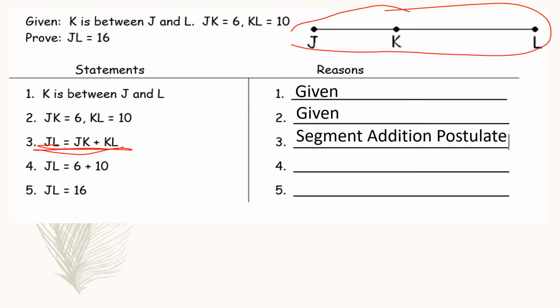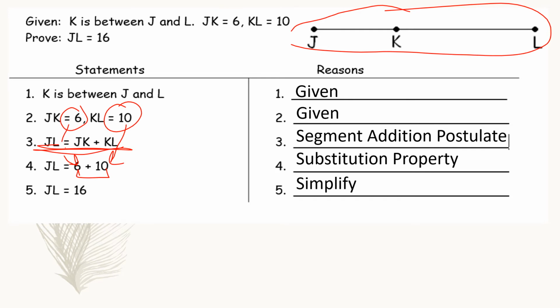Then my next step is I'm taking 6, I'm plugging it in, I'm taking 10, I'm plugging it in. And that is because of the substitution property. My last one would be to add 6 and 10 together to get 16, which is simplify. Whenever you are adding, subtracting, multiplying, or dividing on the same side, you can call it simplify.